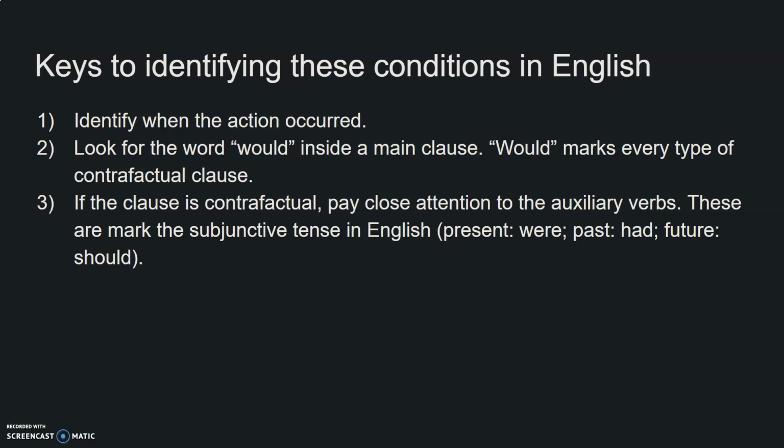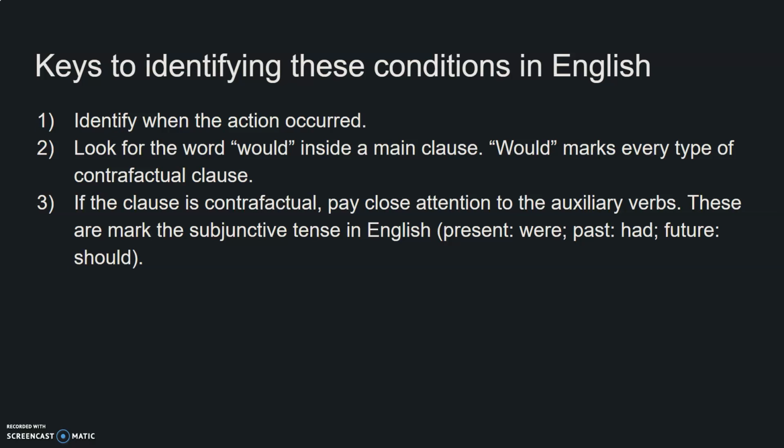So look for that. That'll tell you, is it simple? Is it contrafactual? And that tells you everything you need to do to identify right there. Right? Identify when the action occurred, present, past, or future. Is it contrafactual? Does it have would? And then we can say, okay, I know it has would, it's in the past, past contrafactual. It has would, it's in the future, future less vivid. It doesn't have would and is in the future, future more vivid. So it gives you a really quick way of figuring out in English how to look through these.